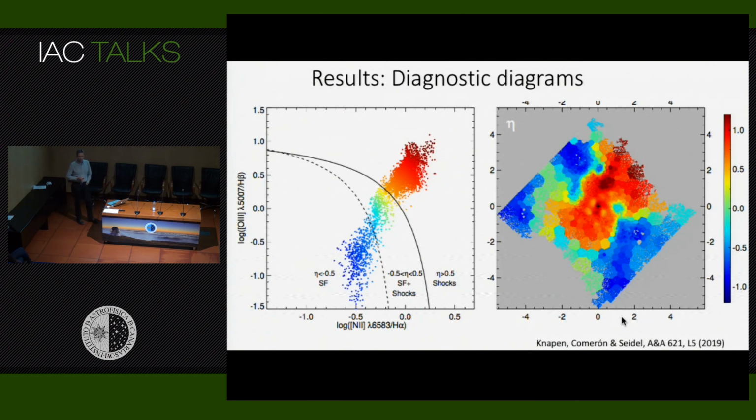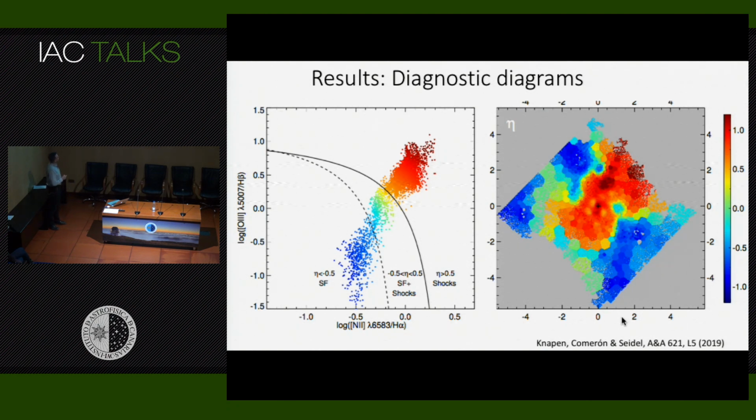Those images we can divide on a pixel by pixel basis. We get these diagnostic diagrams. What we see here horizontally is the N2 divided by H alpha. That's one line ratio, and we plot it versus another line ratio, which is O3 over H beta. The advantage of doing this is that you divide out the dust effects. These are both blue lines and these are red lines. If you plot H beta versus H alpha, you have to be very careful about dust extinction, but you divide most of that out by doing this.